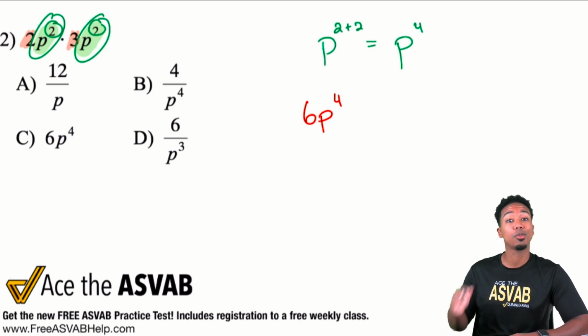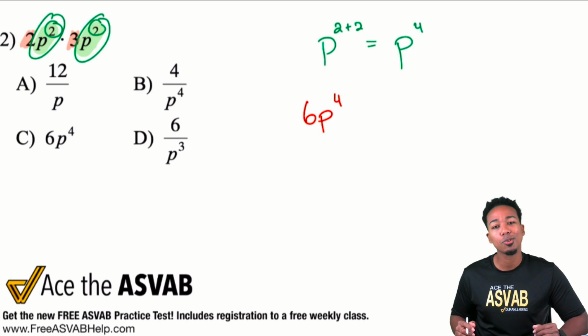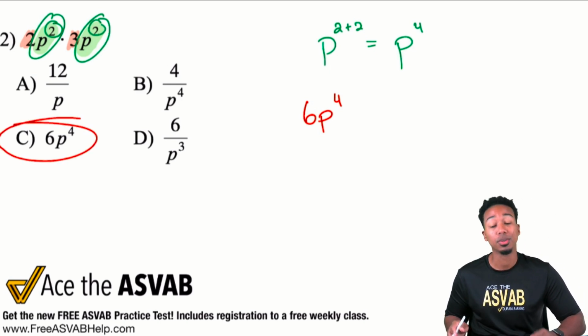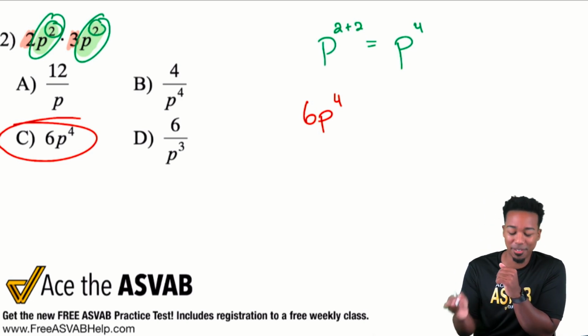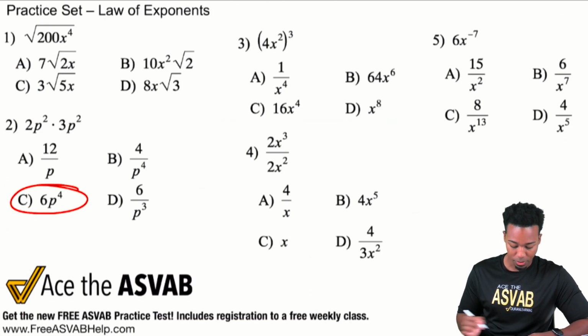So again, multiplying powers, you'll add those exponents. The regular numbers out in front, just multiply them as normal. And that way, you'll get C as your answer for number 2. Now again, we haven't gone over number 1 yet. We're going to come back to that one. So the first answer here is going to be C for number 2.